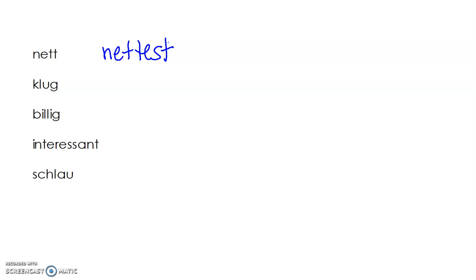If I say the boy is the nicest of all, then we use the superlative. We change this to am nettesten. And most of the time, whenever I form this superlative form, I'll put a little dash there to remind us that we do have to have an adjective ending that will come after it. It's not finished after we come up with that superlative form. Let's take a look at the next one.